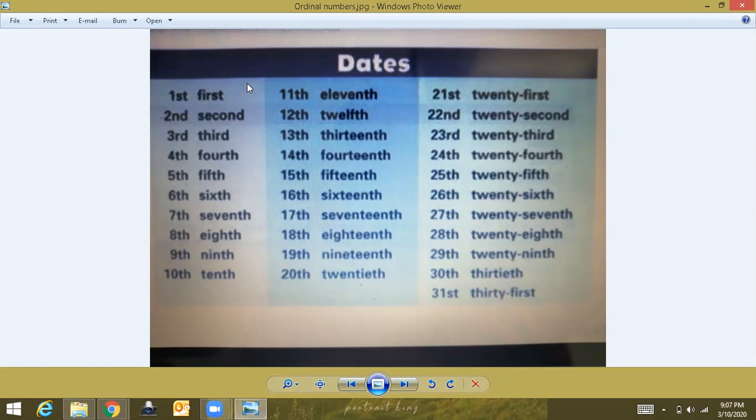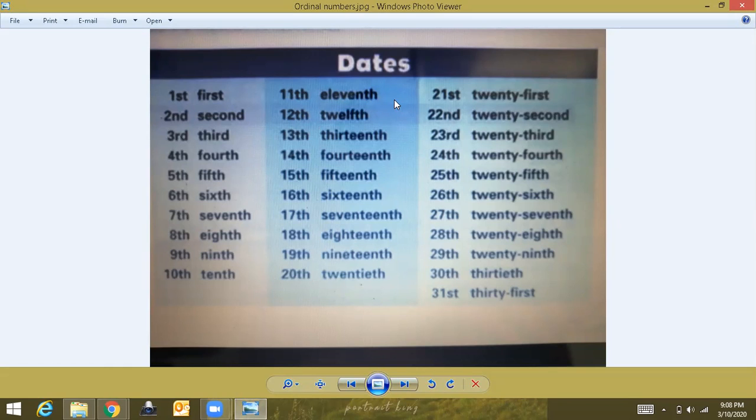First. Okay, listen. Let me do it one time. Pay attention. First, second, third, fourth, fifth, sixth, seventh, eighth, ninth, tenth. As you can see, from 4 to 10, the only difference between cardinal and ordinal is TH at the end. So when you pronounce ordinal numbers, you need to pronounce TH. So sixth, seventh, eighth, ninth, and tenth.